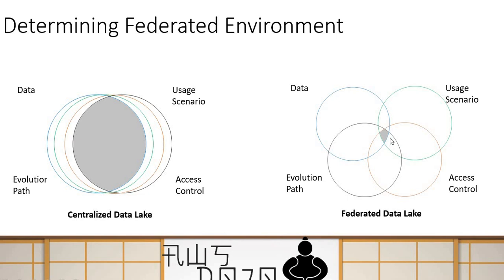But sometimes the requirements are not common. The requirements are almost exclusive, or this cross section is very small. In that case, you can say I would go for a federated data lake, because different sets of people, groups or departments have their different data, usage, access control and evolution requirements. And if one group's requirements are so different from another group's, it makes sense to have different data lakes, because then each can run their operation in their own way and evolve on their own path.